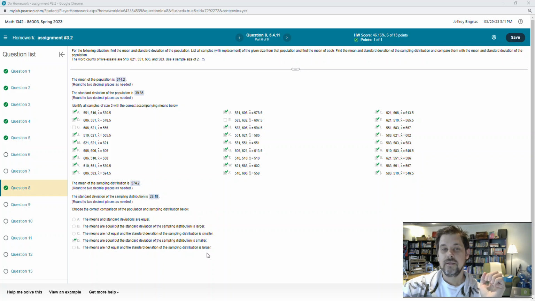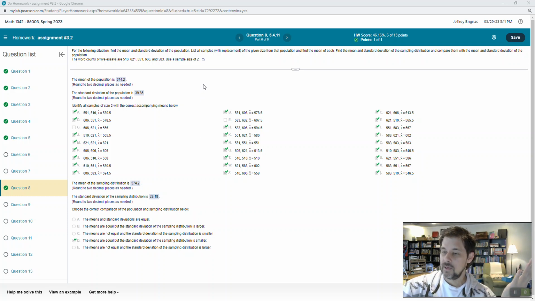All right. So it says here that we're given a population, and that population, as far as the data goes, is the word counts of 5 essays. Okay, 510 words, 621 words, so on and so forth. Okay, and then there are several questions that ensue after that. The first two questions are, what is the mean of the population and what is the standard deviation of the population? Okay, so the population is the word counts of these 5 essays.